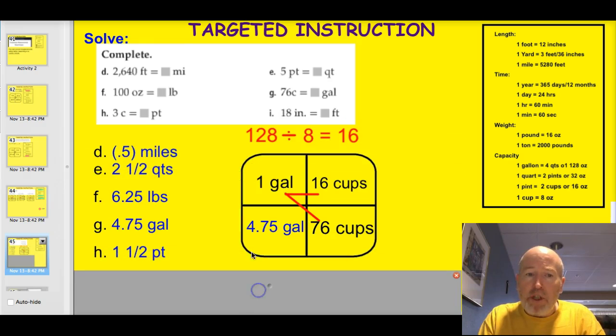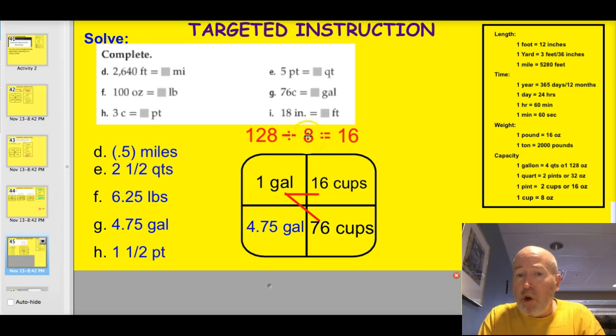Well, if you did this correctly, you would have got 0.5 miles for D. For E, you would have had 2.5 quarts. For F, you would have had 6.25 pounds. For G, 4.75 gallons. I thought this one was a little hard. You had to do a little outside figuring here. We have to go from cups to gallons, and that's not on the chart. And that's typically what they will ask questions like that.